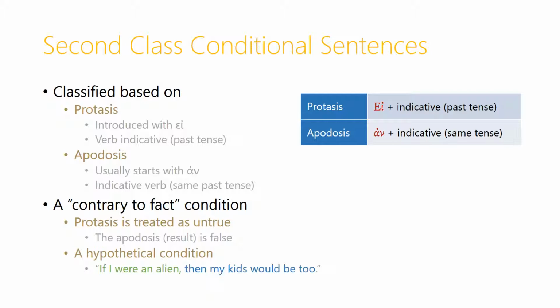This is what we call a contrary to fact condition, where before the protasis was treated as true, at least for the moment. With a second-class conditional sentence, the protasis is treated as untrue. And the result, of course, is that the apodosis, the result clause, is also false. This is a purely hypothetical condition, and an English example would be: if I were an alien, then my kids would be too. But of course, given that I'm not an alien, my kids are also human beings.